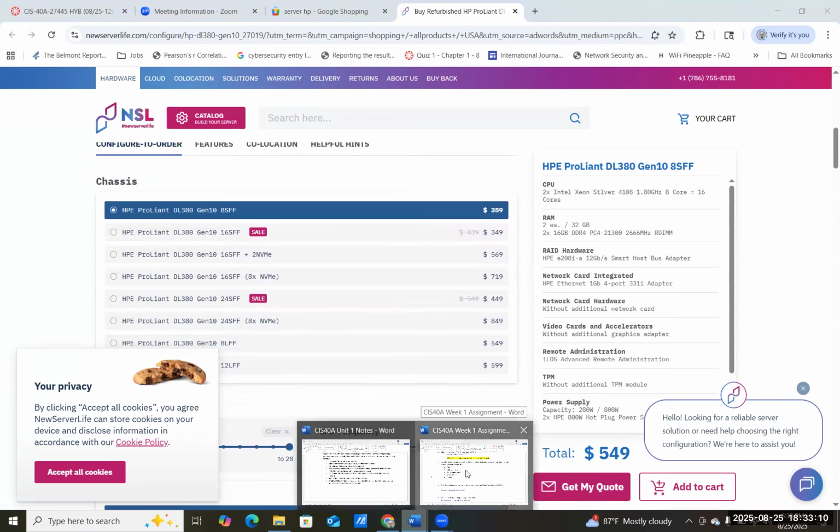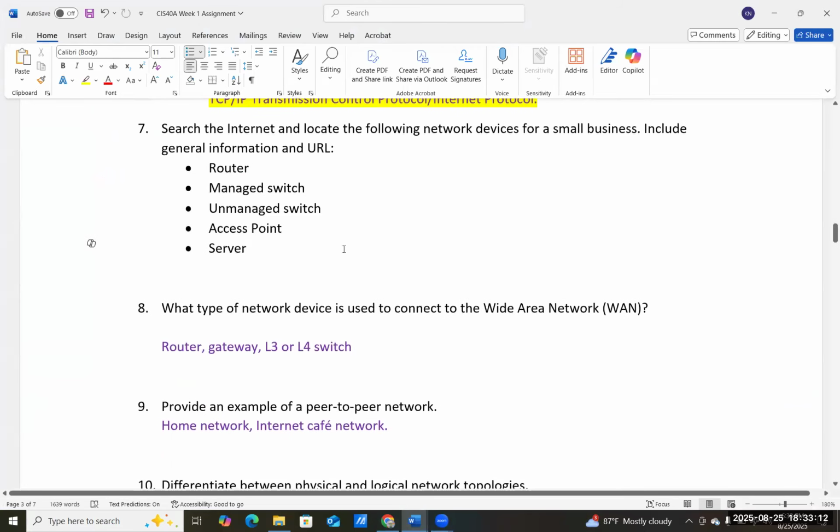Okay, so check out some server, and you can just put some URL there for me.